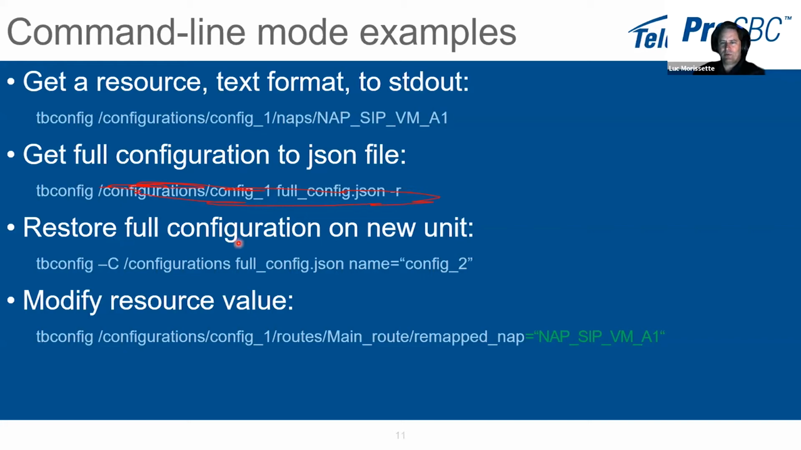You can restore the full configuration on a new unit. So you can use the -c option here and the file that was downloaded here. And then you can give it a new name on the new or the same unit. And you can modify a resource value by going directly and putting an equals sign and the information you want to change. So you can read data, and you can modify data from all the configuration of the system.